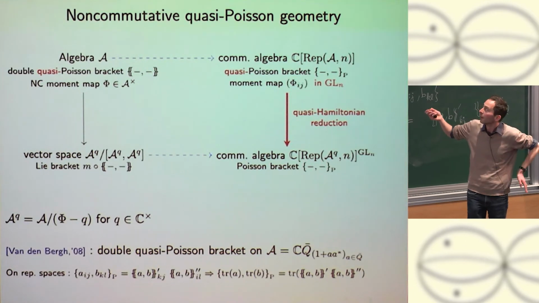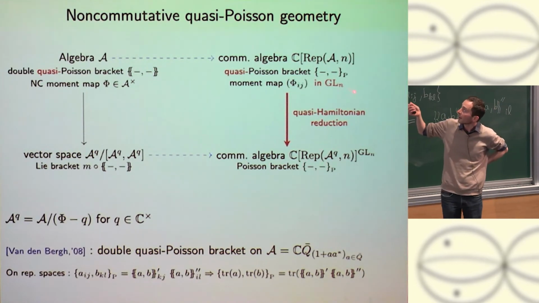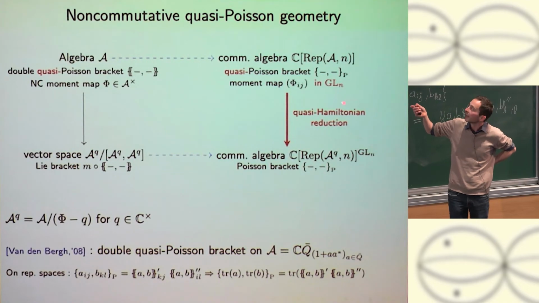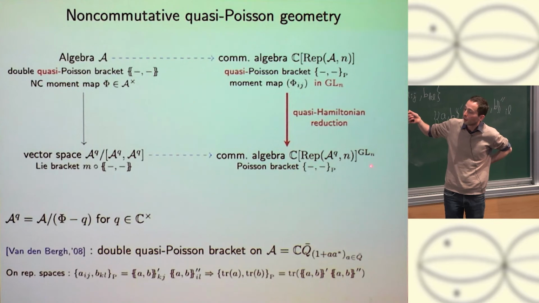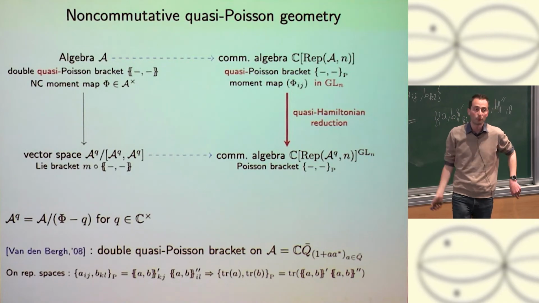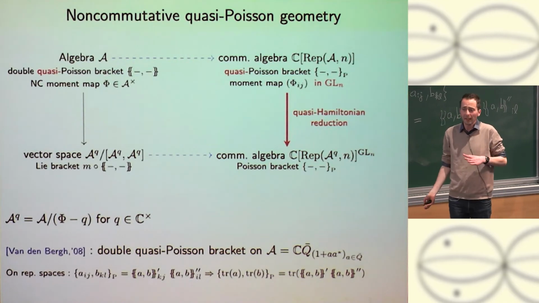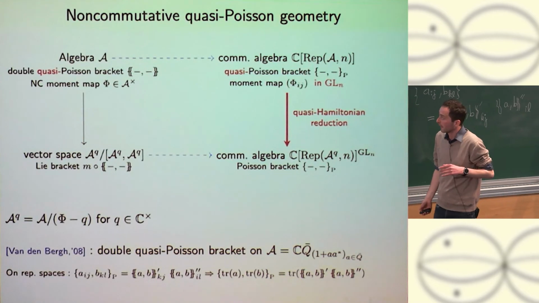I will not write a definition, but the point is still the same: there is a way to do a reduction, meaning that you can construct a slice here and then look at the orbit space, in nice situations, or just a GIT quotient, and this smaller space will inherit a Poisson bracket. So it's really the same idea.